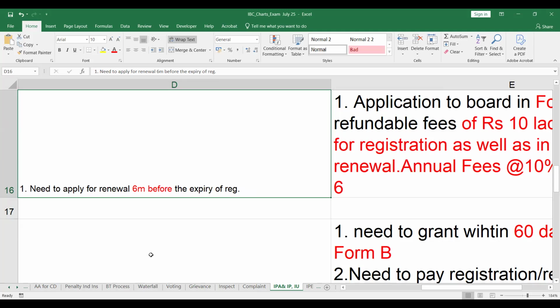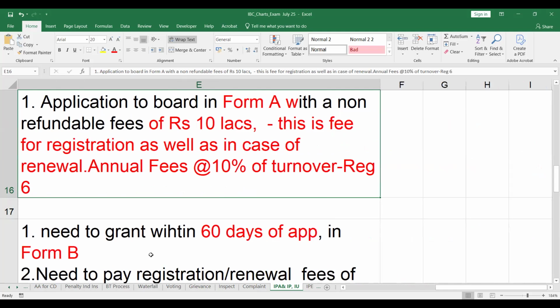And then you need to apply for renewal 6 months before the expiry of registration. Application to the board in Form A with a non-refundable fee. IPA.